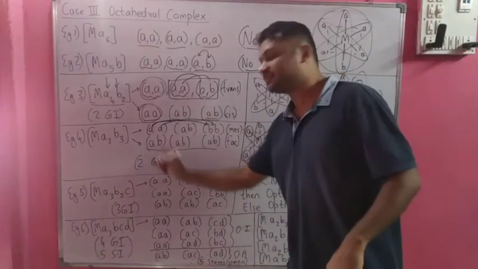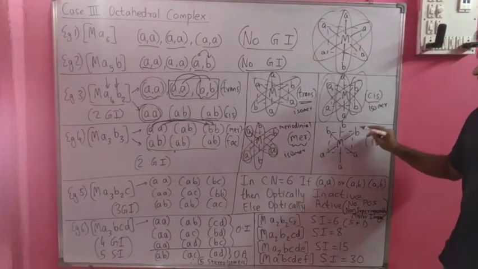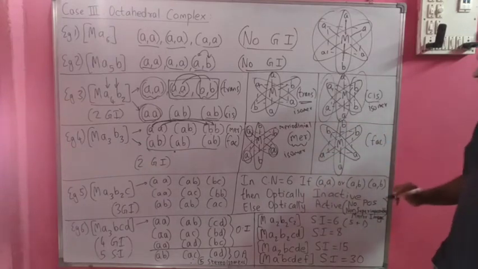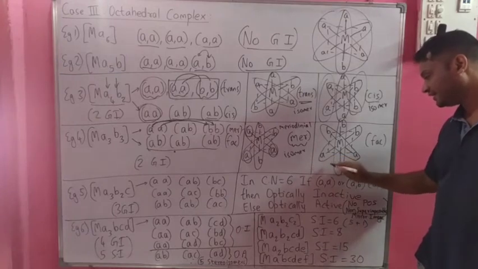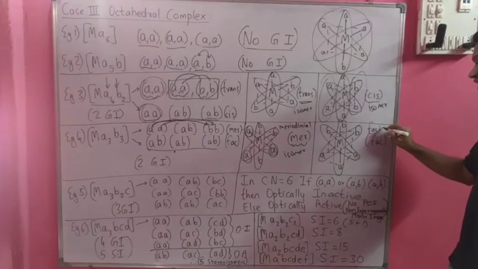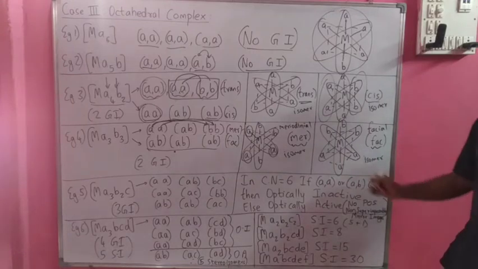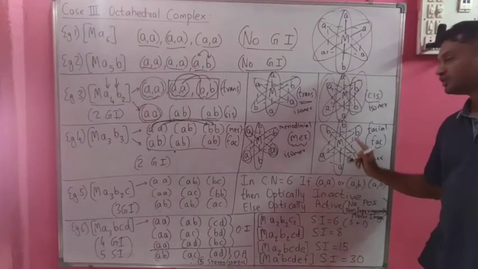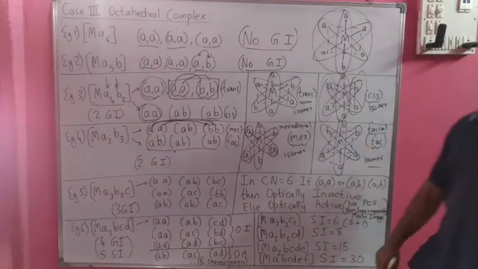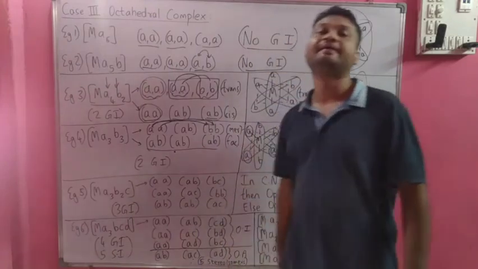Now let us see the second set. In the second set we have A opposite B, A opposite B, A opposite B. Now in this case, if you see carefully, all the three A's are in one face of the octahedron. Hence we call it the facial isomer, in short, FAC isomer. All three A's are in one face. All three B's are on one face of the octahedron. So this is the facial isomer. Hence we have the names FAC and MER isomers for the structure MA3B3.